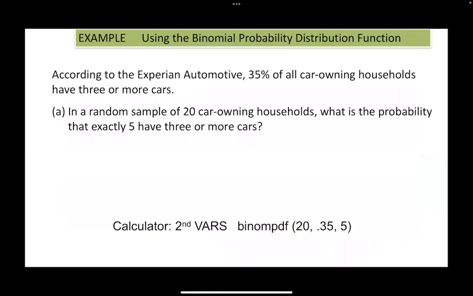Okay. So let's do some math here. According to Experian Automotive, 35% of all car owning households have 3 or more cars. In a random sample of 20 car owning households, we want to know the probability that exactly 5 have 3 or more cars. So 35% probability, we're taking a fixed sample of 20, and we're looking for the probability exactly 5 have 3 or more cars. I'm going to swish over to my calculator.